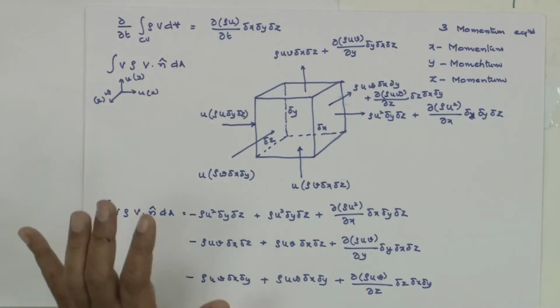So, for this module we need to simplify this. For now, we will stop here and continue this in the next module to converge on the left hand side of our momentum equation. Okay.